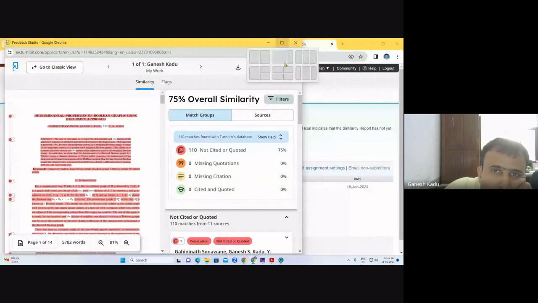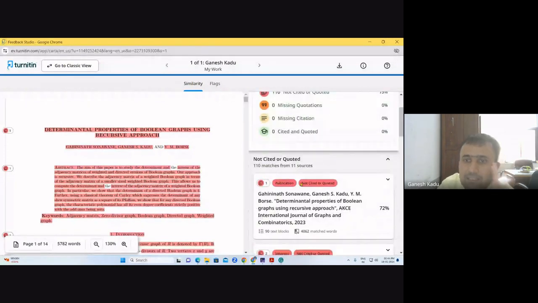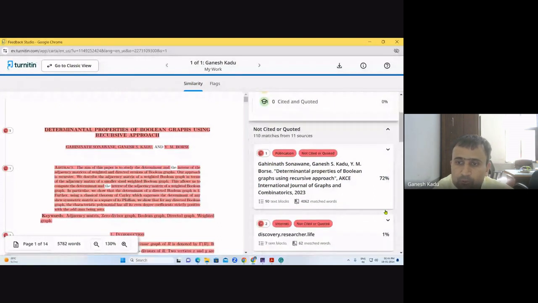Now the reason you have this level of similarity is because this paper is already published, and I have my PDF file and I've submitted it. I'm getting a plagiarism check done from Turnitin. So naturally, look at this, it is telling me what is the common content. This is the same paper actually. It has appeared in the AKCE International Journal of Graphs and Combinatorics. It is showing a similarity with this paper of 72%.